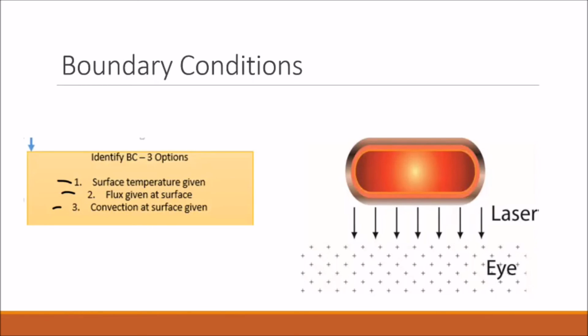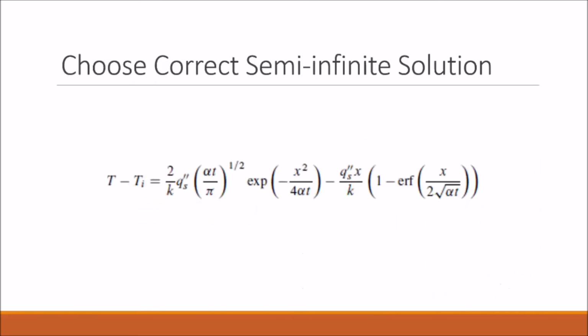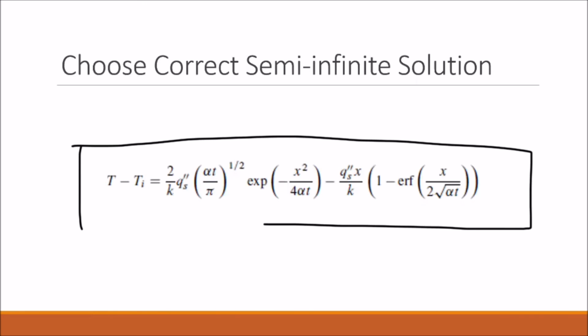So for this problem, we're told that we're using some flux of laser to hit the surface of the eye. So clearly we're dealing with the second type of boundary condition in which flux is given at the surface. So now we can refer to the textbook or our equation sheet to find the correct semi-infinite solution with the surface flux given. And in this case it happens to be this equation right here, which will allow us to solve the rest of the problem.